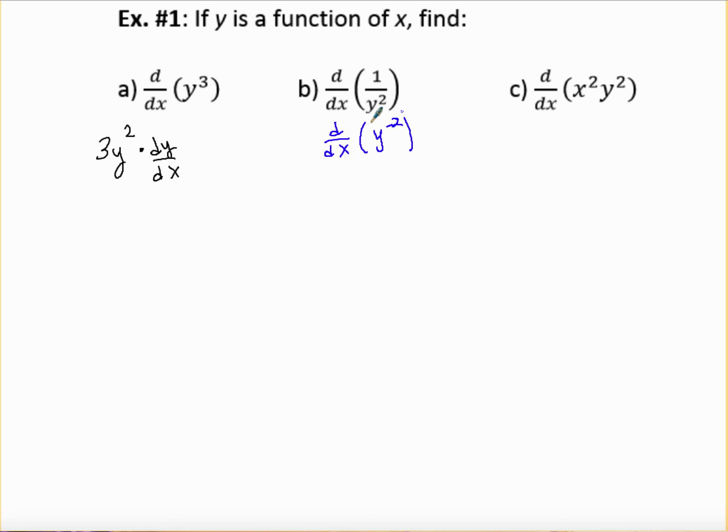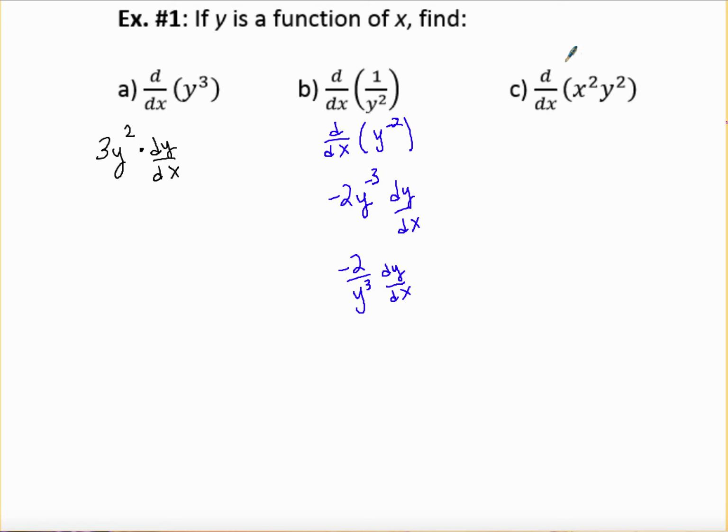And that's easy to calculate. I'm going to multiply by negative 2 in the front. I'm going to subtract 1 from my exponent, so that'll be negative 3. And then the derivative of y is dy/dx. And if you really want to, you could rewrite this so it says negative 2 divided by y cubed dy/dx. And that's up to you.